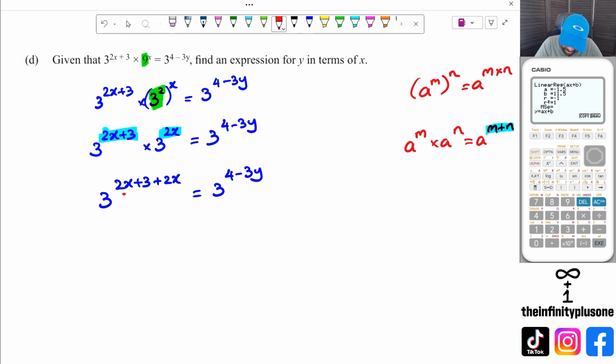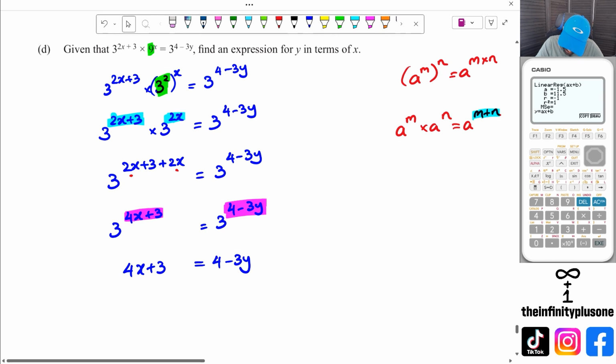Now I'm going to combine my like terms, which is 2x and 2x. That's going to be 3 to the power of 4x plus 3 equals 3 to the power of 4 minus 3y. Now, because both the bases are the same, we can forget about the bases and just say whatever is in the power on the left should equal whatever is on the power on the right hand side. So ignore the bases and we just write 4x plus 3 equals 4 minus 3y.